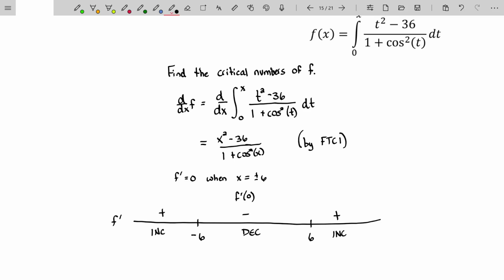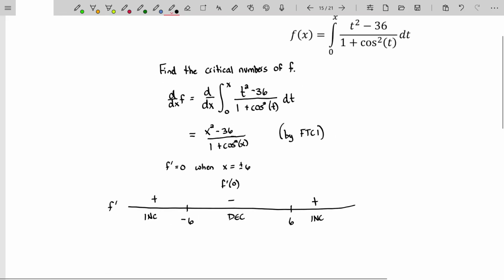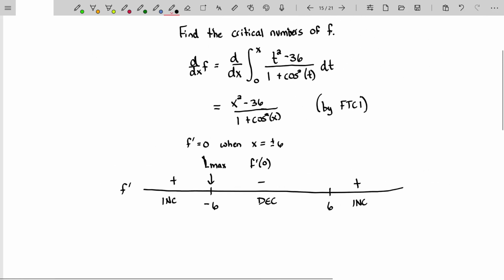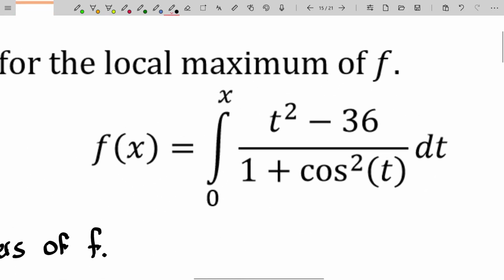And the question was, find the x value for the local max. Local maximums occur when a function goes from increasing to decreasing. So there must be a local max for our original function, our original function being this integral.